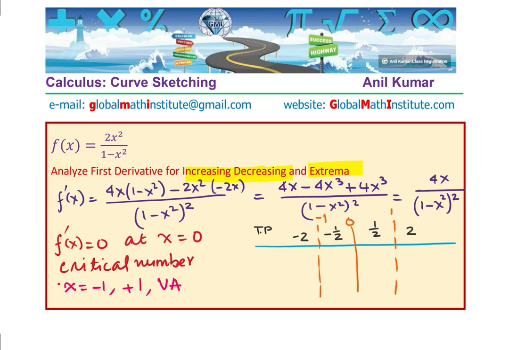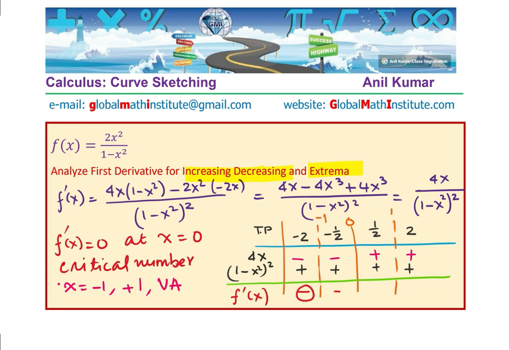And our derivative is 4x over the denominator. So one part is 4x. 4x is going to be negative when we put in the negative values and positive when positive values are placed. The denominator is positive always because it is (1 minus x squared) whole square, so it is always positive. Now from here you clearly see that the first derivative will be negative, again negative, positive, and then positive.